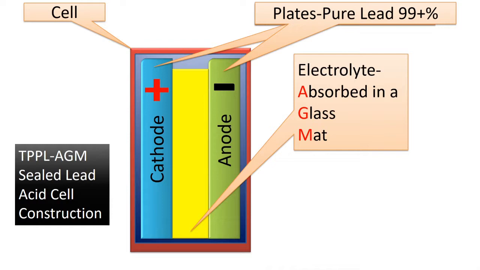By rethinking the original design challenge of soft lead suspended in liquid, designers used the newer glass mat technology to solve the lead weakness problem in a different way and took advantage of increased power, charge rate, and longevity available by using pure lead plates.